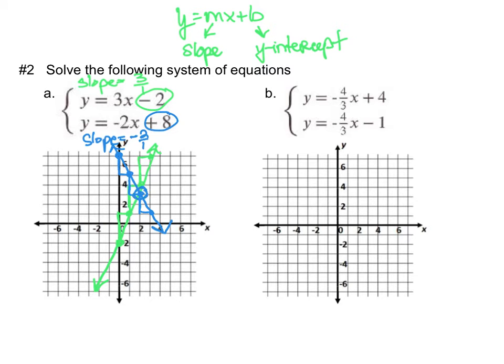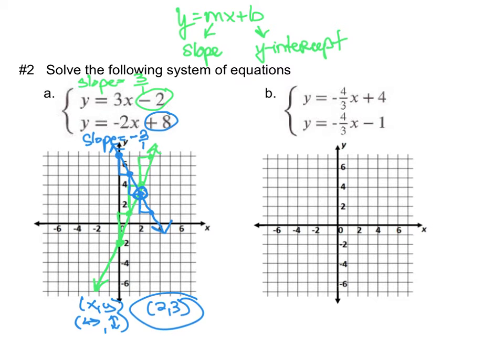This is where they cross. Now, where they cross is the answer. Where does that cross? Remember, it is x, comma, y, or side to side, comma, up and down. So our answer is going to be 2, comma, 3.